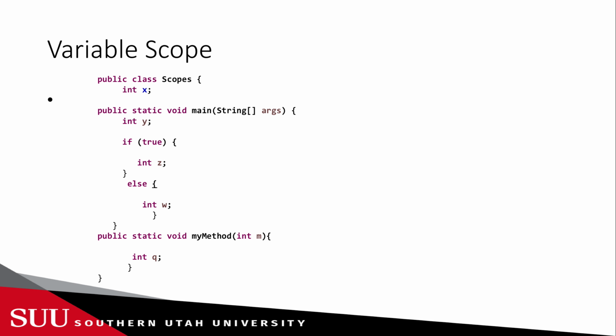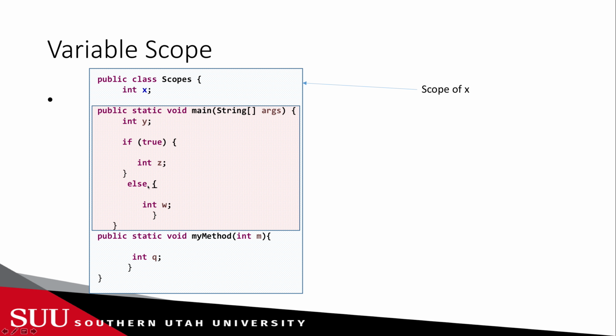Consider this code, for example. I have a class that is defining a variable x inside the class. The class also contains a main method, and another void method called myMethod. Looking at the code, I define a variable x, and then within the main method I define another variable y, and then I have an if statement defining a variable z, and then an else statement defining other variables. If I look at the scope of x, the scope of x is the whole class, because x is accessible to the whole class.